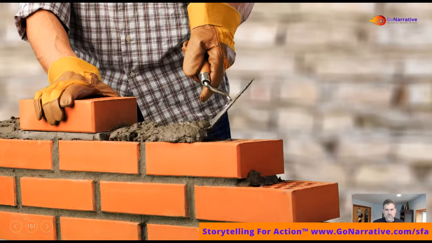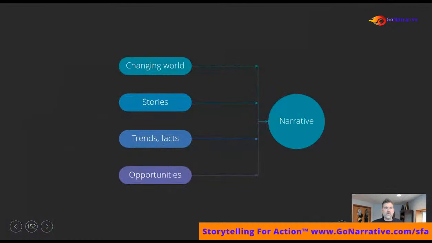That mortar is your narrative. When you figure that out, every brick you put in the wall is going to stick together. And you won't put bricks in the wall that aren't going to stick. What makes the mortar? It's the meaning of your business.